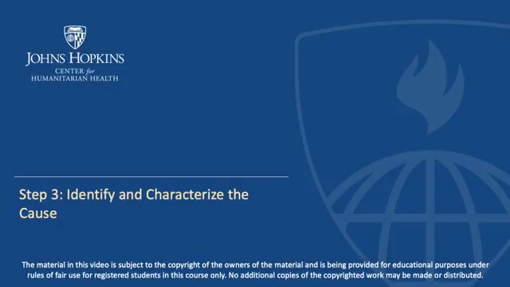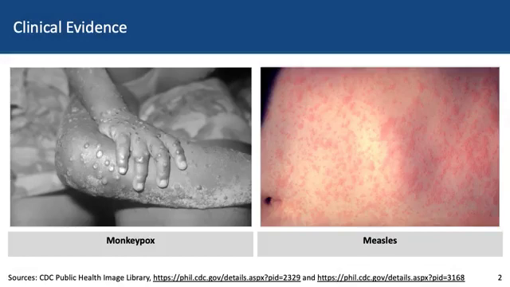Step 3 of an outbreak investigation is to identify and characterize the cause of the outbreak. There are several types of information we'll use to do this. For instance, clinical evidence. So in the case of monkeypox, we would know it's not measles and that it was likely monkeypox or a similar pox virus based on the type of rash it occurs.